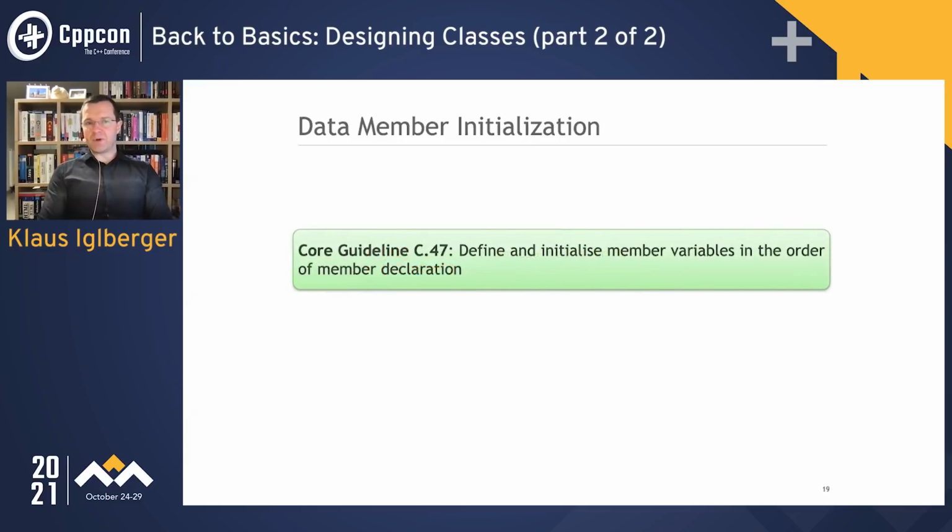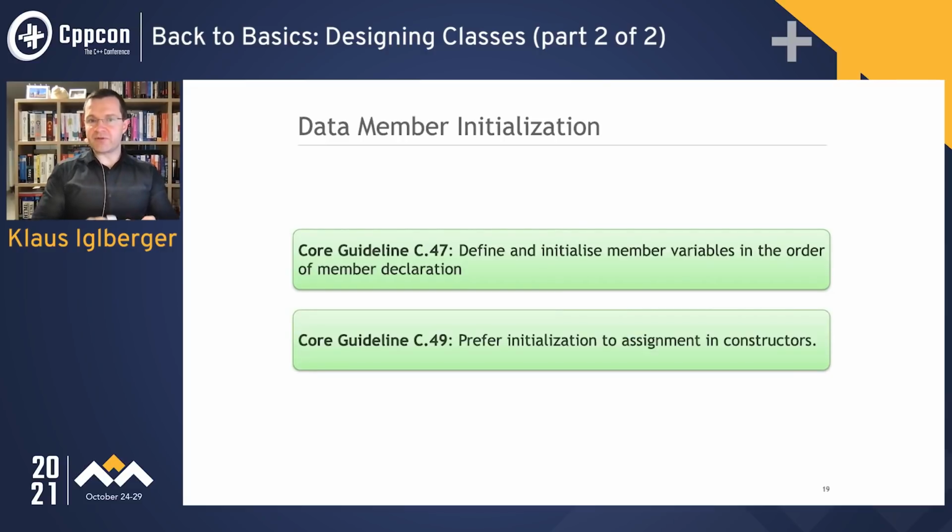So please remember the core guideline C.47, define and initialize member variables in the order of member declaration. You cannot change it. That is something that you just have to do. And please prefer initialization to assignment in constructors. So put as much as possible in the member initializer list. That, as I said before, is considered to be good style, and it's definitely something that will help you also from a performance perspective. It's just the right thing to do.